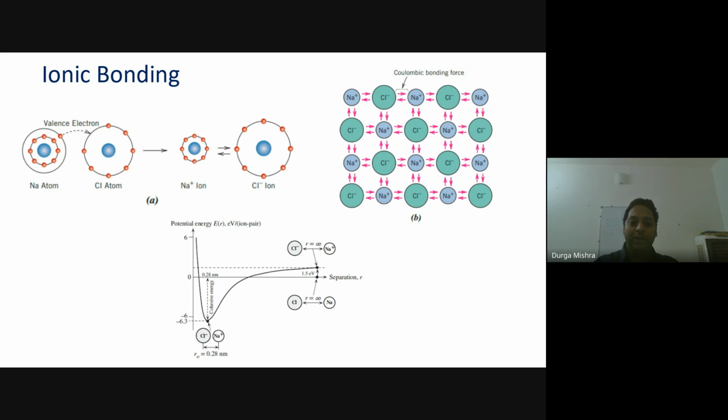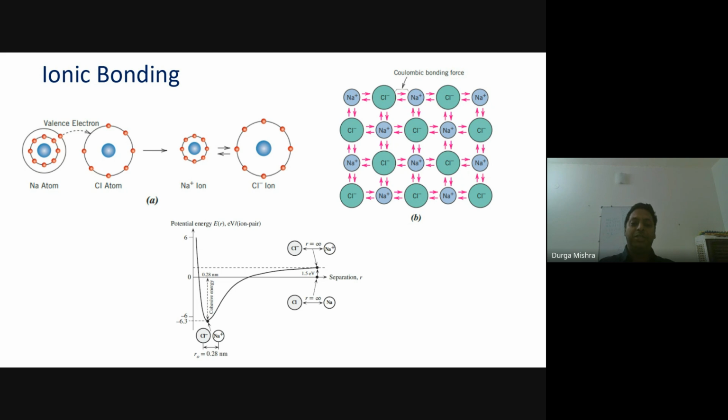At that point the force will be zero, and you get a net energy which will be able to keep the bond together without breaking, which is of the order of minus 6.3 electron volt. So that means I have to give about 6.3 electron volt energy per NaCl ion pair so that I can break their bond.